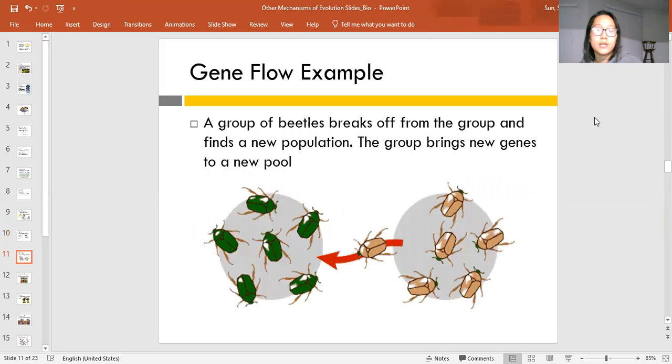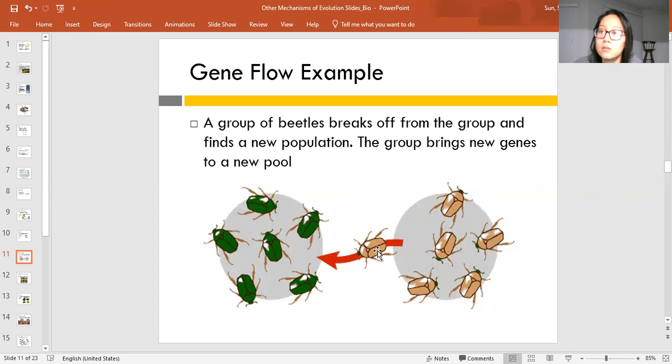So a gene flow example here is a group of beetles breaks off from the group and finds a new population. The group brings new genes to a new gene pool. So here we have 2 populations of beetles, and one of them is brown tan beetles and one of them is green beetles. Now, originally, the only genes here are green genes. So there's green, green, green, green, green, green. And over here, there's only that brownish color. I don't know if you want to call that brown or pink. We'll call it tan, okay? There's tan, tan, tan, tan, tan.